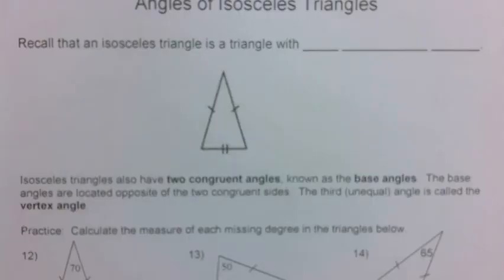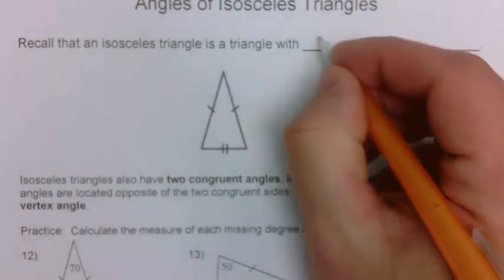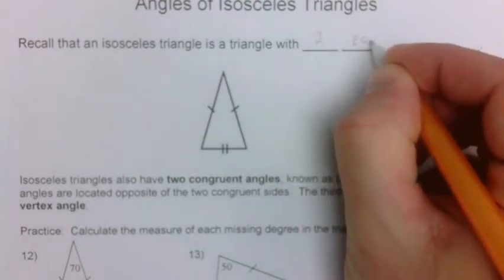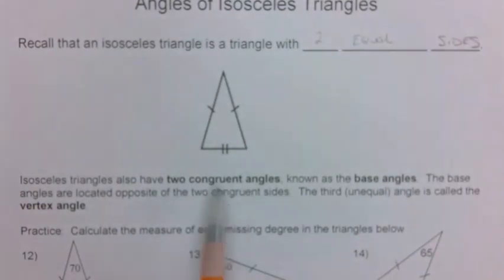In the next section, we're going to learn about angles of isosceles triangles. Recall that an isosceles triangle is a triangle with two equal sides. All right, and I can tell from this picture that this is isosceles because of the markings. These two sides have the same marking, so they are equal to each other. This one doesn't have the same marking, so it is a different measure from the other two sides. So this is an isosceles triangle.